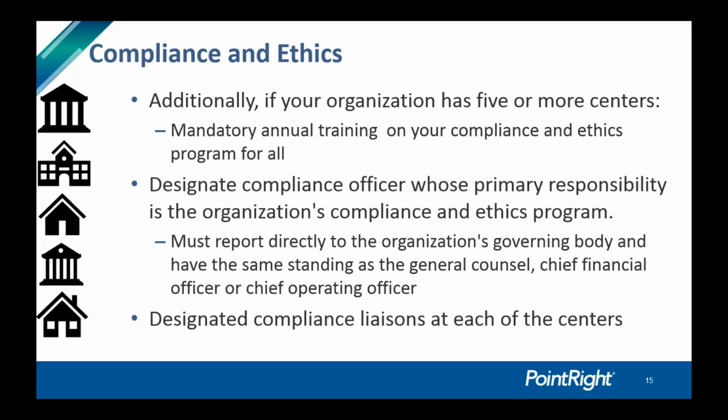They have to report to the organization's governing body and have the same standing as the C-suite, the leaders. So the CFO, the COO, the general counsel, they have the same level of authority and access to resources as the other governing body members, and also there needs to be a compliance liaison in each of the centers. So you have the compliance officer, and then there's somebody acting as a liaison in each of those centers if you have 5 or more buildings. Next slide.